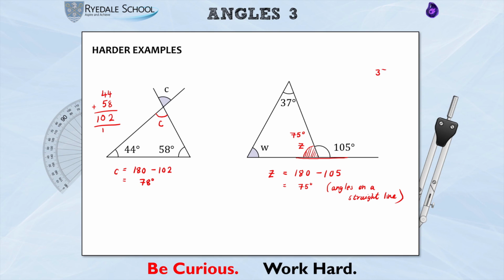So I'll do that addition up here. 37 and my 75. If I add that together, 7 and 5 makes 12. 3 and 7 is 10. Add the extra one is 11. So those two angles add to make 112. To work out W, we are going to do W equals 180 take away 112. Again, if you need to do a written subtraction, I would recommend doing it. I've just done it in my head, and the answer is 68.